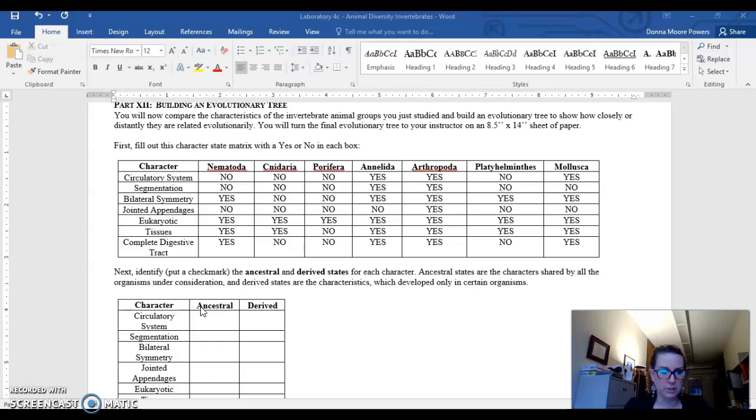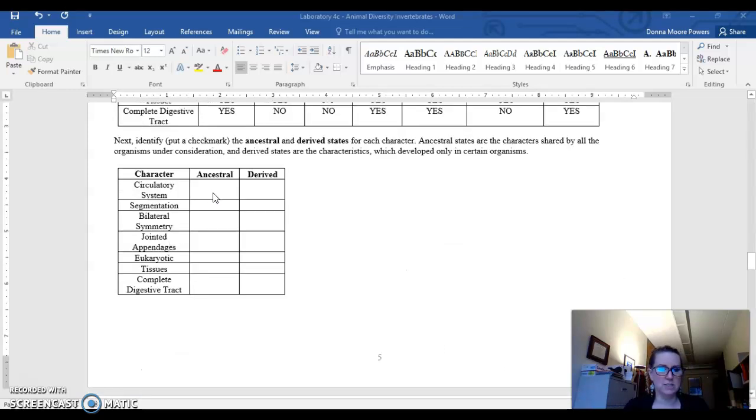This table below says identify or put a check mark to identify the ancestral and derived characters. Ancestral traits are the characters shared by all the organisms that we're considering here. And the derived states are characteristics which only developed in certain groups of organisms. So let's take a look at these characteristics.